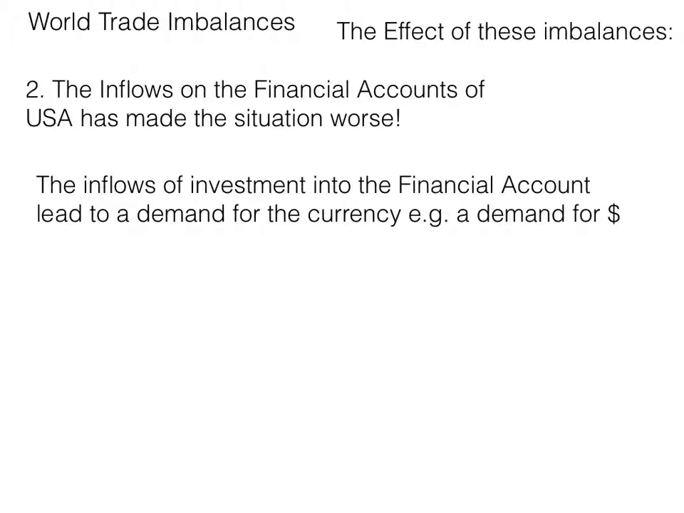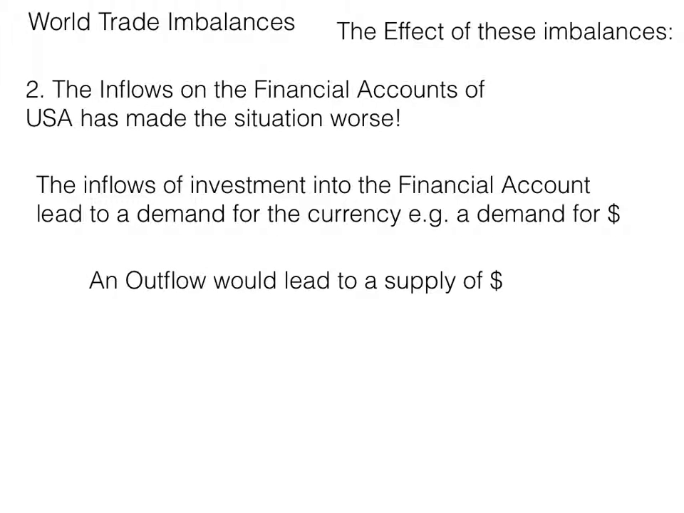There is a slightly offsetting factor here about the exchange rate that we talked about earlier, and that is the inflow of investment into the financial account leads to a demand for the dollar. So in other words, if someone in China wants to send their money over to, say, an American bank, they have to take their yuan to a bank somewhere in the world, it doesn't matter where this happens, and they will supply yuan, demand dollars.